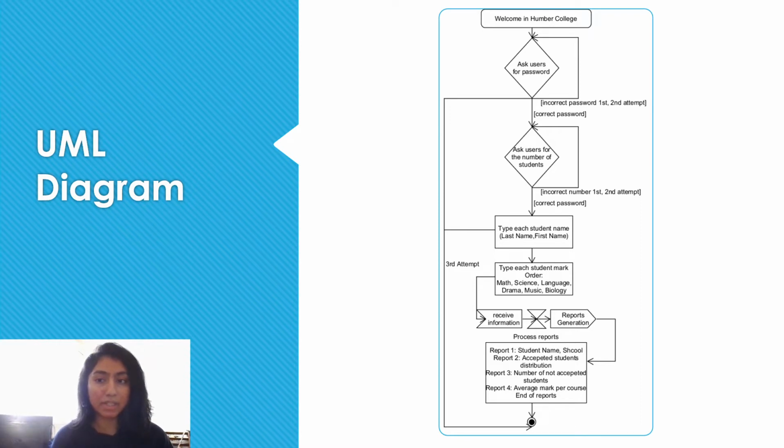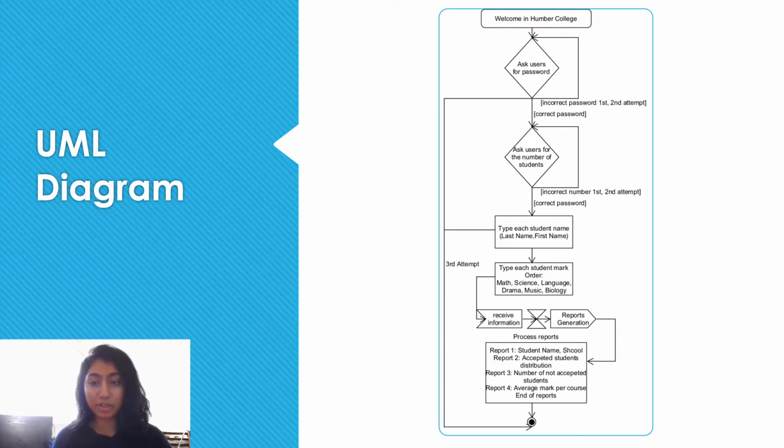To begin with the UML diagram, once the program has begun, it pops up an internal message which says welcome to Humber College, then asks the user to enter the password. The user has 3 attempts to enter the correct password. If the password is entered incorrectly all 3 times, the system will automatically end the program. Once the correct password is entered, it moves to the second step and asks the user for the number of students. This step as well has 3 attempts. If the number of students is entered incorrectly all 3 times, again it will end the program.